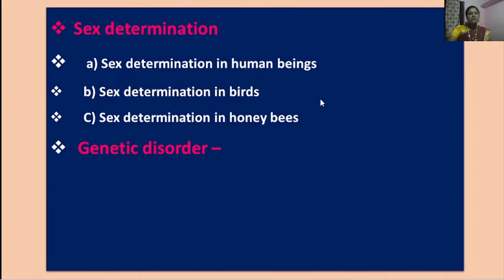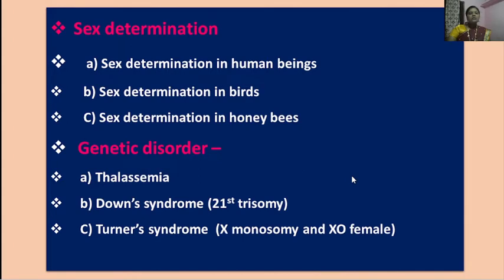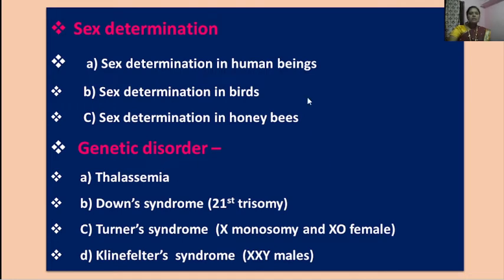So in this genetic disorder, let us see here. First one is thalassemia, another one is Down syndrome, that is 21st trisomy, third one is Turner syndrome, that is X monosomy, XO female, and the fourth one is Klinefelter syndrome, that is XXY males. All these points we cover under these both topics. So let us see here one by one.